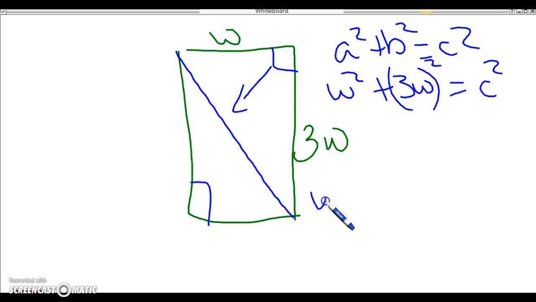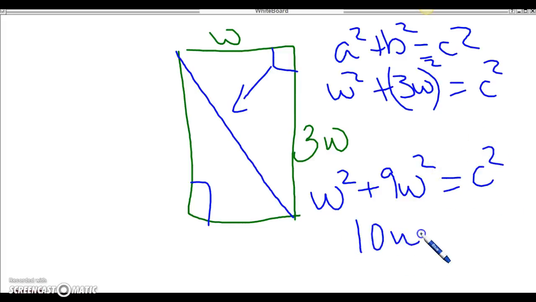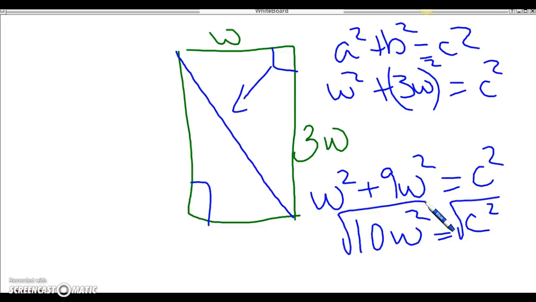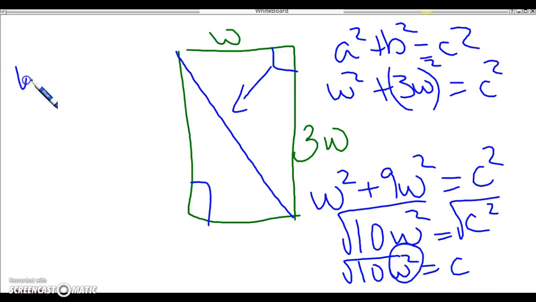And so when I do that, I get w squared plus 9w squared equals c squared, which is 10w squared equals c squared. And I don't want to know what c squared is, I want to know what c is. So I'm going to take the square root of both sides, and I get the square root of 10w squared equals c. Well, we just talked about always having it in simplified form. And so to put this in simplified form, I can take the square root of w squared, and I get w square root 10 is equal to c.